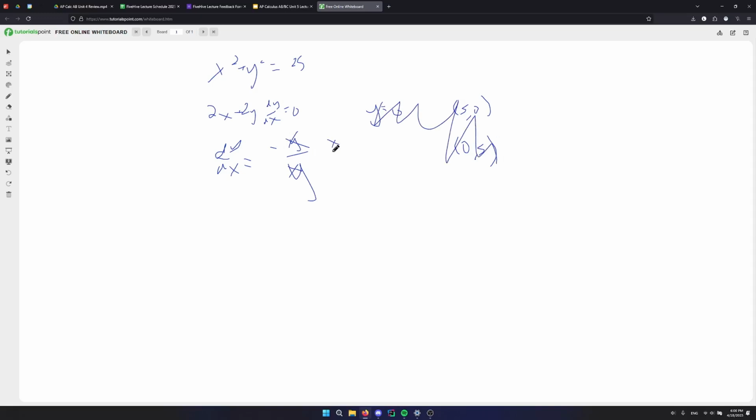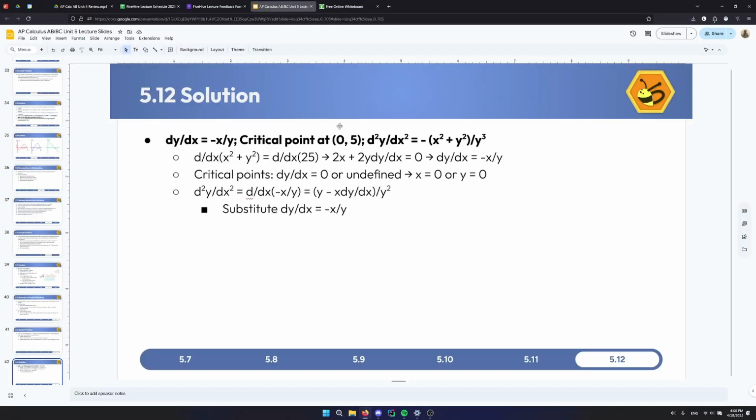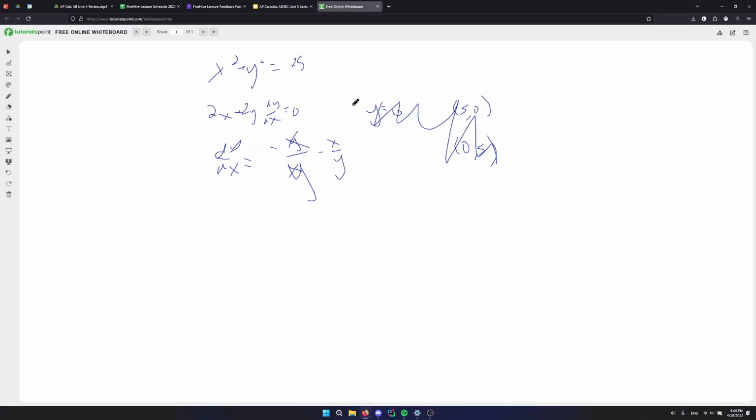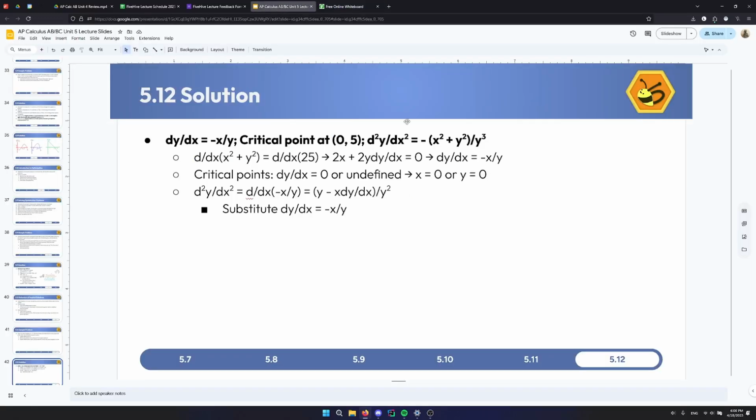So with negative x over y, if our derivative is equal to 0, that's our critical point. So where x is 0, and then y is equal to 5. So that's where we can get our critical point. Yeah, that's true. I think that would still affect the answer, and it would also affect our second derivative here.